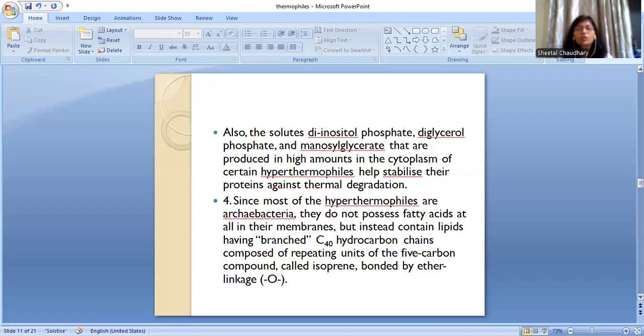Since most of the hyperthermophiles are archaebacteria, they do not possess fatty acids at all in their membrane, but instead contain lipids having branched C40 hydrocarbon chains composed of repeated units of a 5-carbon compound called isoprene, bonded by ether linkage.